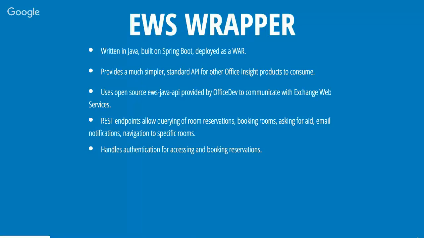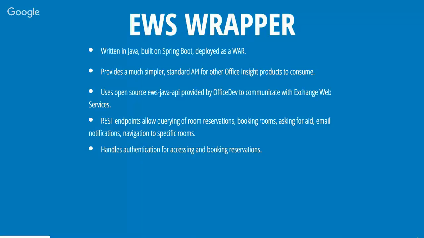The other cool thing is it would send email notifications out in the event that someone shows up and they're interacting with the Alexa and they need help figuring out where a meeting room is or something like that. They would be able to send out an email notification to an office manager or someone who would be willing to accept that responsibility to help someone out. And yeah, that's pretty much it on the wrapper side of things.